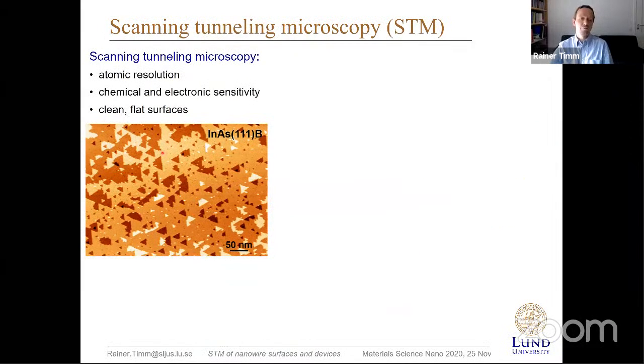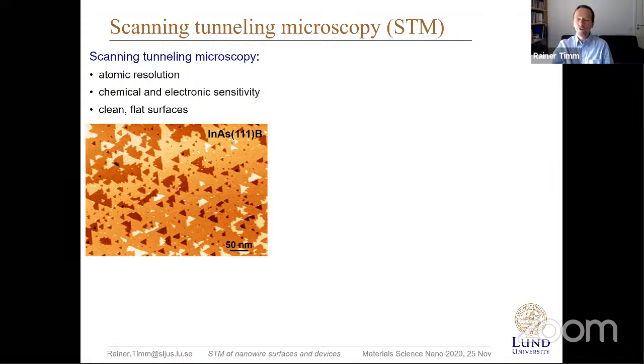Scanning tunneling microscopy, which I guess most of you know. When you have a conductive surface, you come with a conductive tip, scan it along, and measure the tunnel current which flows between your tip and the surface, which can give nice images like this here. This is an example for indium arsenide. You're also sensitive to chemical information with this.